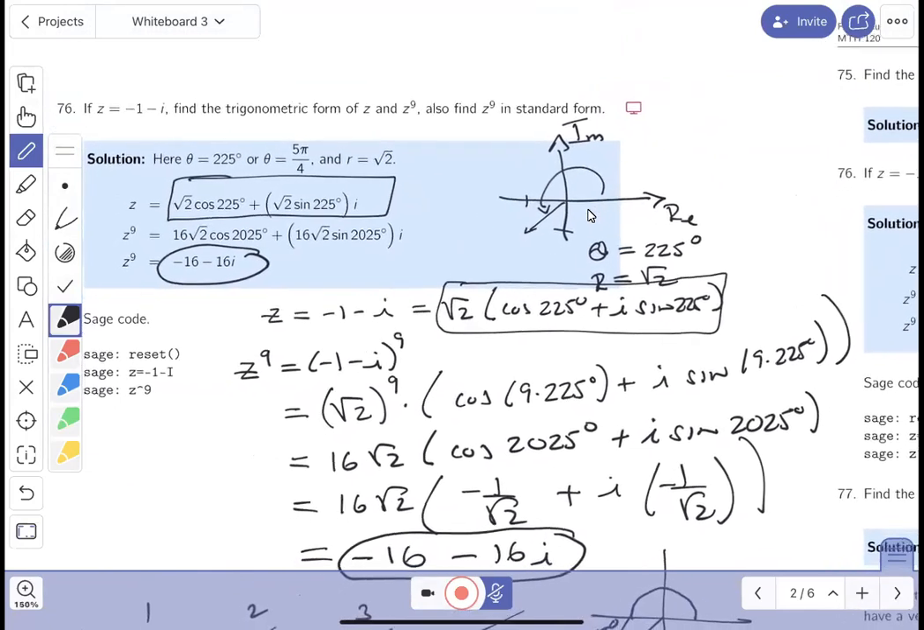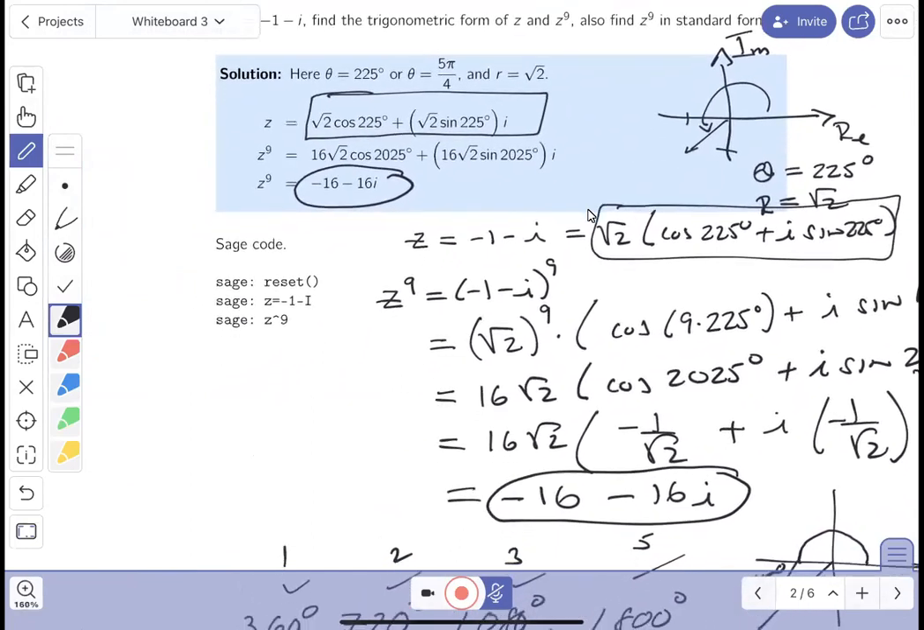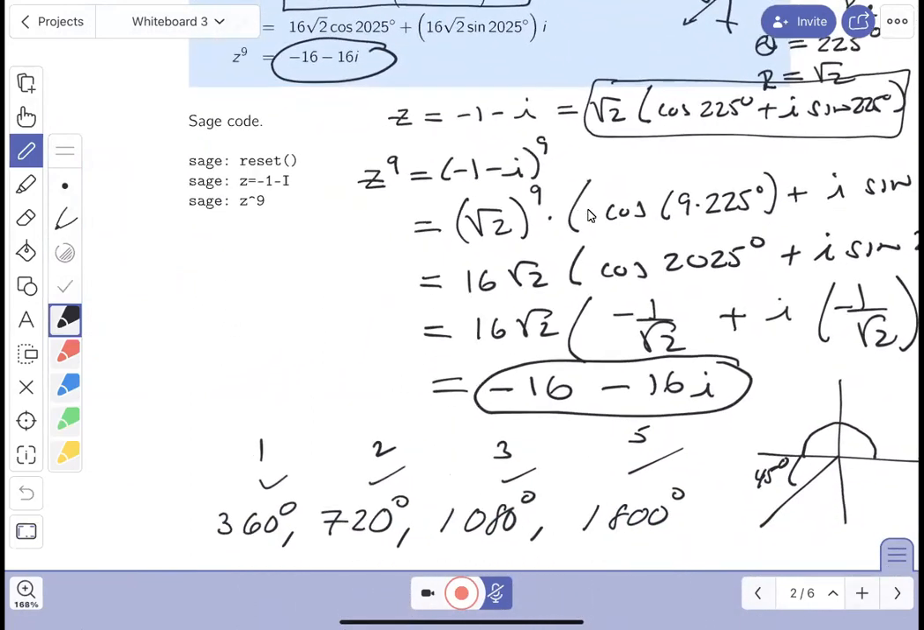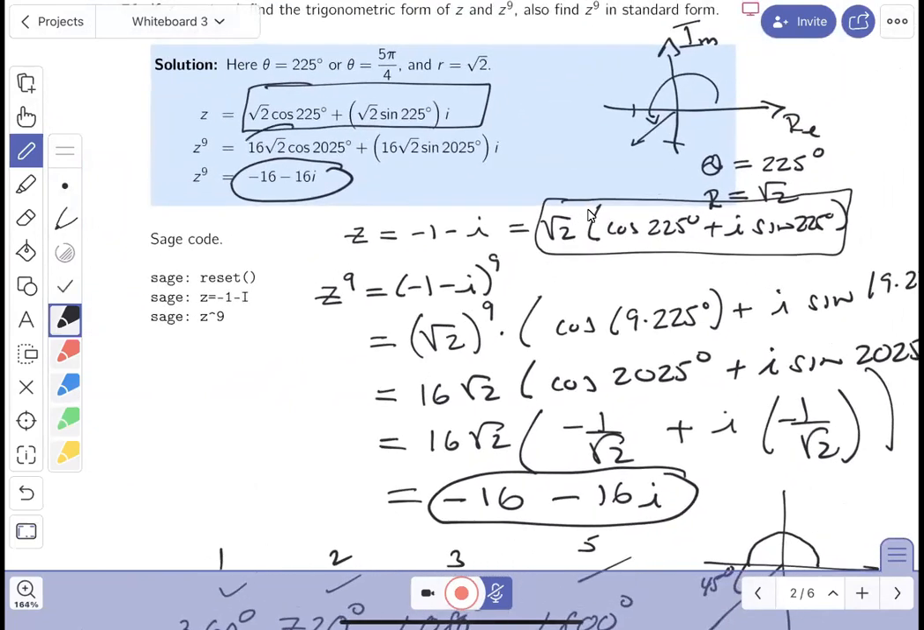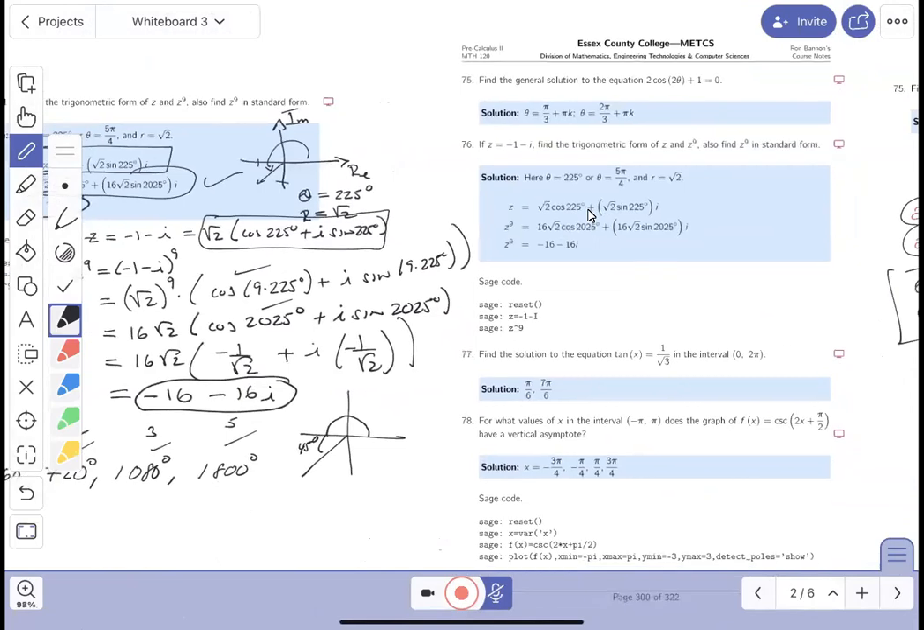Oh, they want me to find z in standard form too. That's standard form, by the way. And I did put the trigonometric form down. So I got it all done. Everything is done. I have this one down as well. All right, right over here with the 2025 in it. Let's see what we got. We got 76. Let's go to 77.